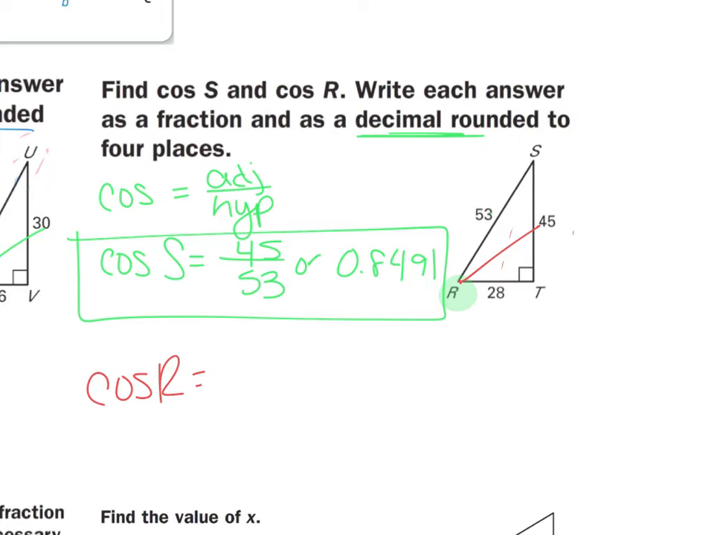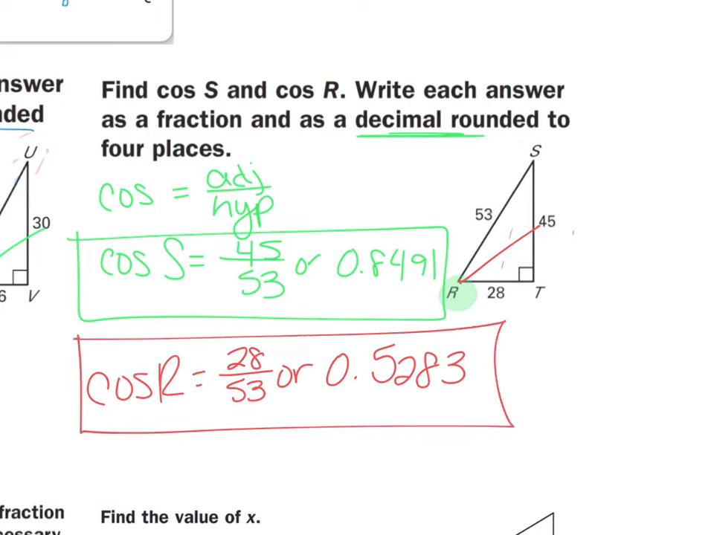So the adjacent side has to go on top. So 28 over 53. Can you simplify that? Nope, I don't believe you can. All right, so then let's see what it is in decimal form. So 28 divided by 53 in my calculator gives you 0.5283.